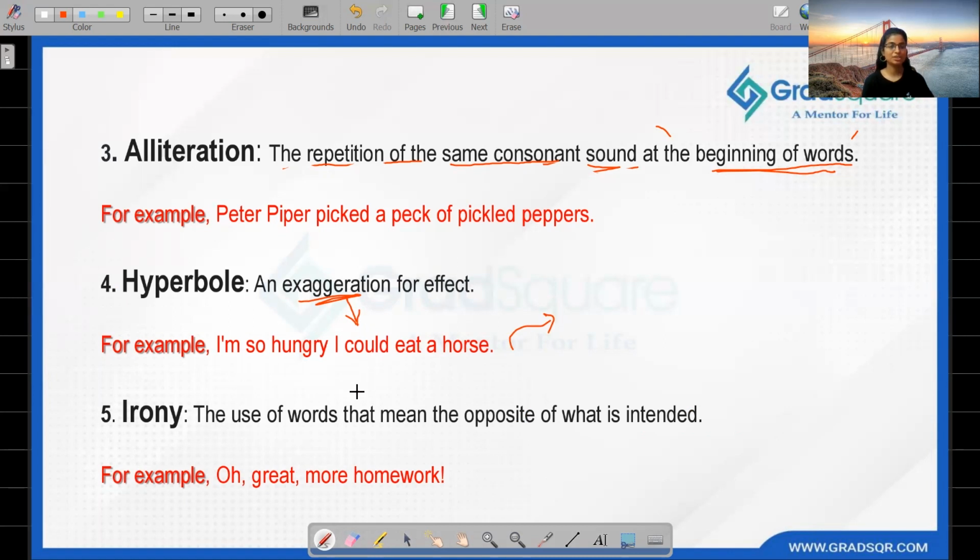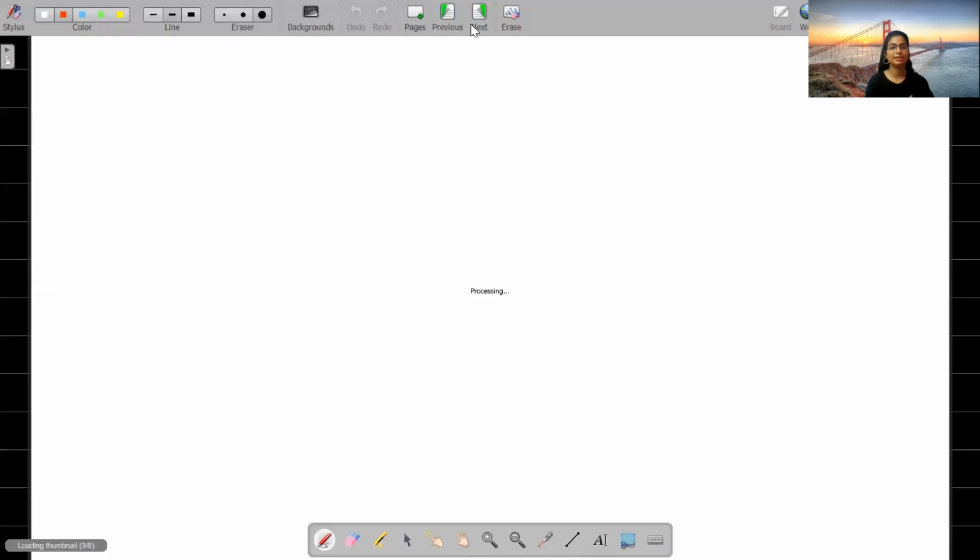Moving on to the next type, irony. The usage of words that mean the opposite of what is intended. For example, oh great, more homework. Does that mean you feel great about having more homework? No, right? So it's the exact opposite of that. So in that case, it's going to be an irony. Clear? Okay, let's move on to the next slide.